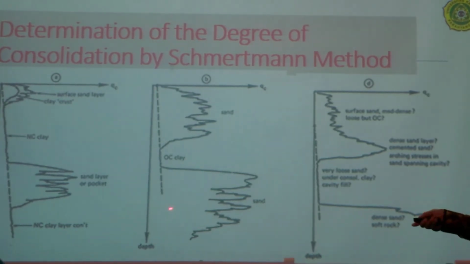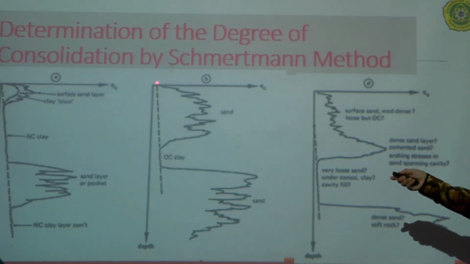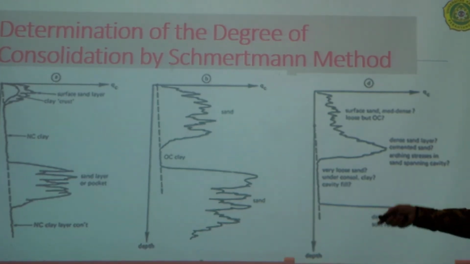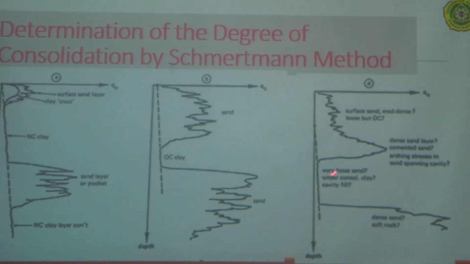If it is over consolidated, if you take the line, you end up with some value away from zero. So this is what we call over consolidated clay. But if this comes to zero, this is normally consolidated. But if you have the clay or even very loose sand, and then you take the line, it falls below the ground surface. It is what we call under consolidating clay. That is the Smertman method. It was introduced in 1978.